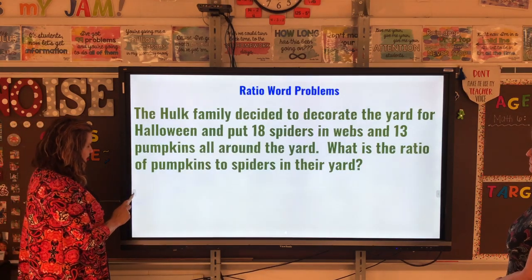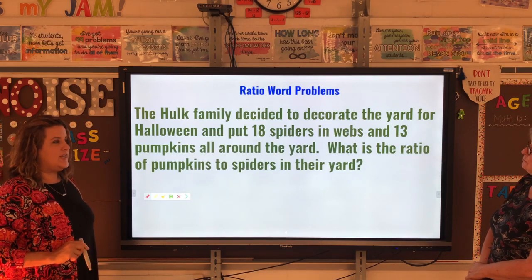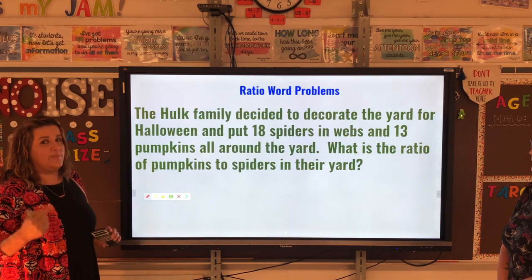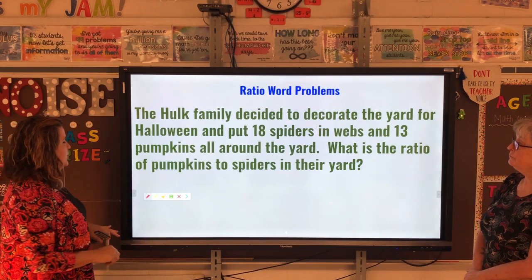All right, let's dive into our first word problem. We'll talk about strategies with word problems like underlining, highlighting, boxing important information in, and really thinking to yourself, what is the problem asking? So we have to use those decoding strategies when we're looking at this.